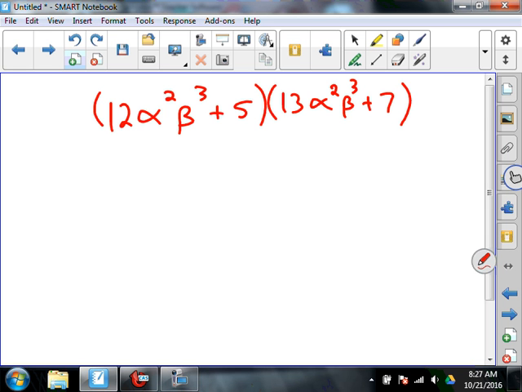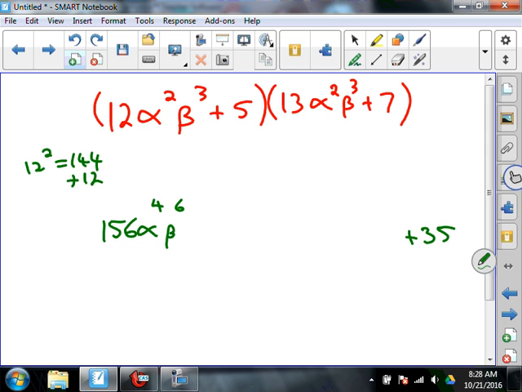Check this out. 12 times 13. If you know 12 squared, you know 12 times 13. 12 squared is 144, right? So 12 times 13 would just be another 12 on top of that. So you're going to get 156. Now what's alpha squared times alpha squared? Alpha to the fourth. What's beta cubed times beta cubed? Beta to the sixth. If the bases are alike and you're multiplying, write the base and add the exponents. Okay, so that's our first term, right? Let's go down to the last term. The last term's easy, plus 35. Okay.